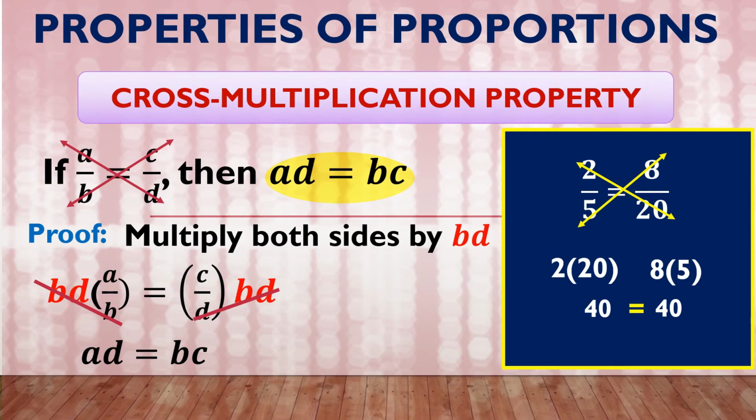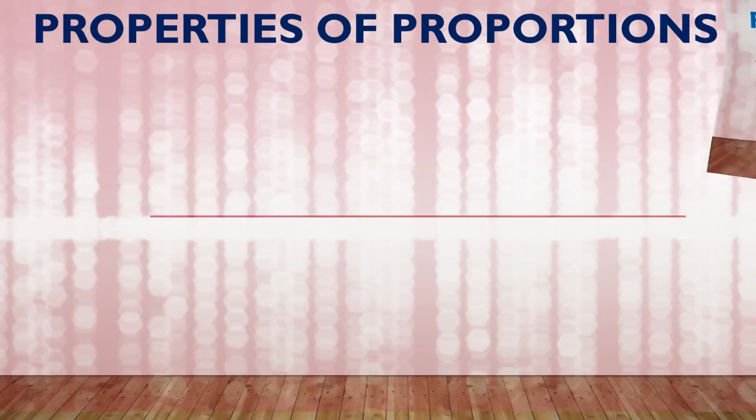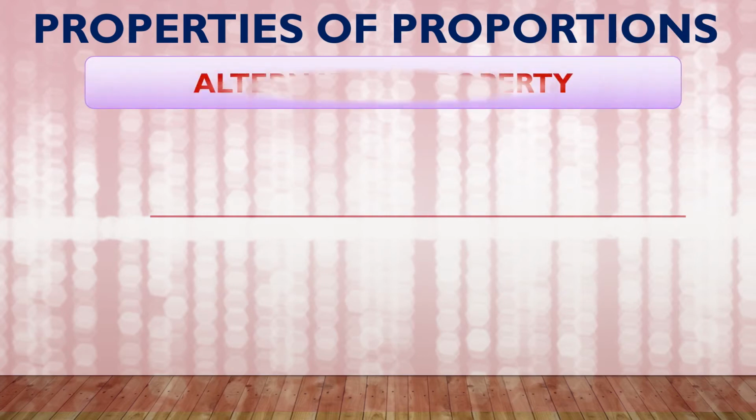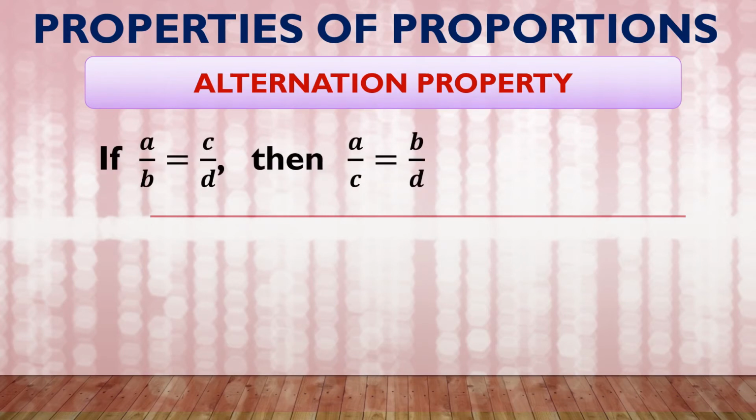Next property is what we call alternation property. So if A over B is equal to C over D, take note that B and D should not be equal to 0. Then A over C is equal to B over D.